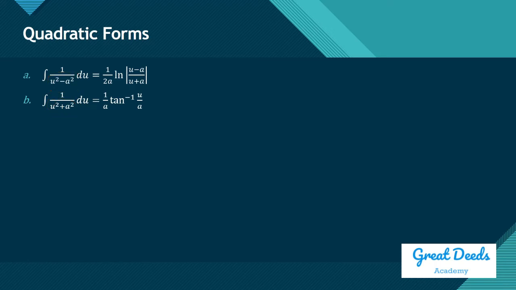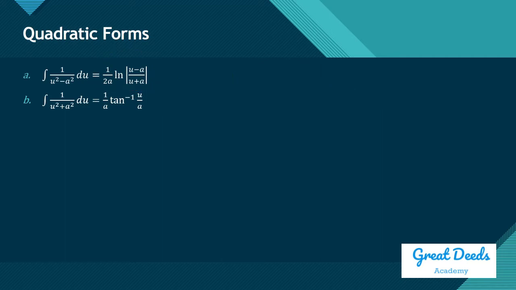If you want to verify if this is so, all you have to do is get the derivative of this function. If that is your f of x, get the derivative of f of x, and that should give you 1 over x squared minus a. That is our definition of the derivative and of the integral. So if you want to check it, do it. Get the derivative of 1 over 2a times ln of this, and get the derivative of 1 over a times arctan of u over a.